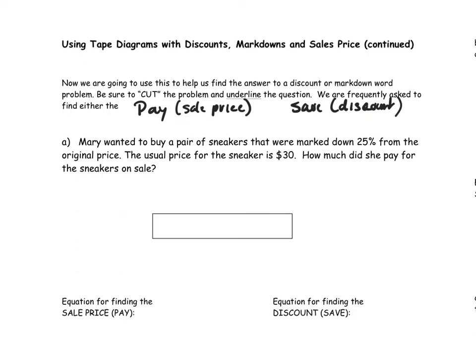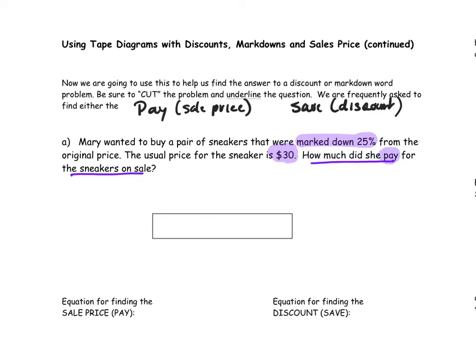So let's look at our first situation. Mary wanted to buy a pair of sneakers that were marked down 25% from the original price. The usual price for the sneakers is $30. How much did she pay for the sneakers on sale? So we're going to start by highlighting or underlining, whichever you prefer, circling. They said the word marked down 25% from the original. The usual price is $30. And then here's a very important thing. How much did she pay for the sneakers on sale? They didn't ask for the discount at all. They just want to know the pay part.